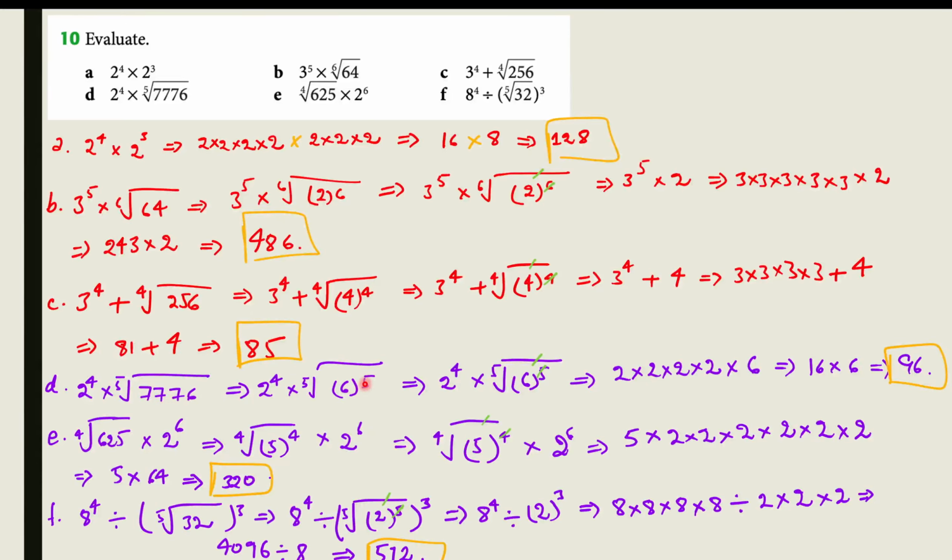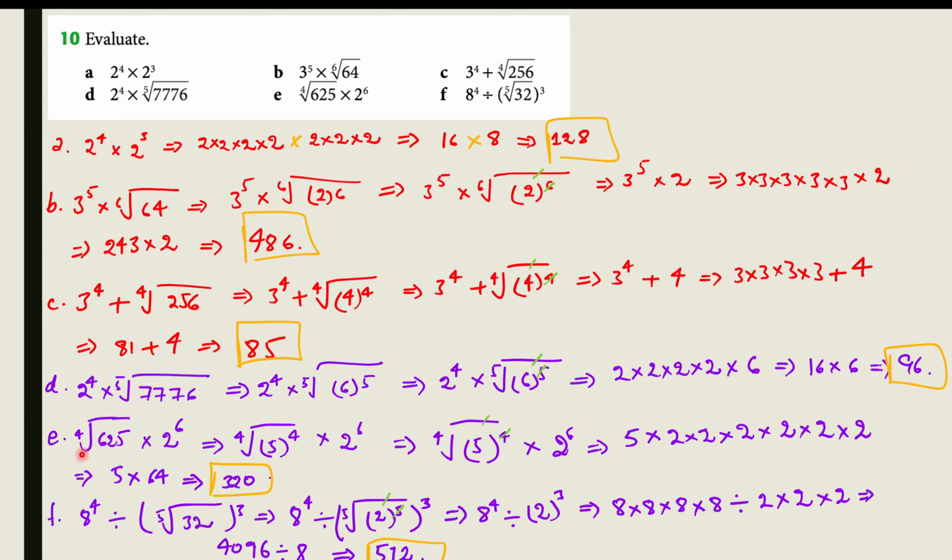So we can write it as 6 raised to the power of 5, and this can get cancelled with the root that has the power of 5 already. These two get cancelled because these are inverse operations and they cancel each other, and we are left with 2 raised to the power of 4 multiplied by 6. So 2 raised to the power of 4 is equal to 16. 16 multiplied by 6 is equal to 96.